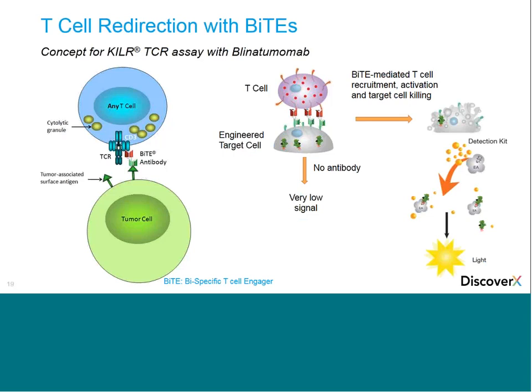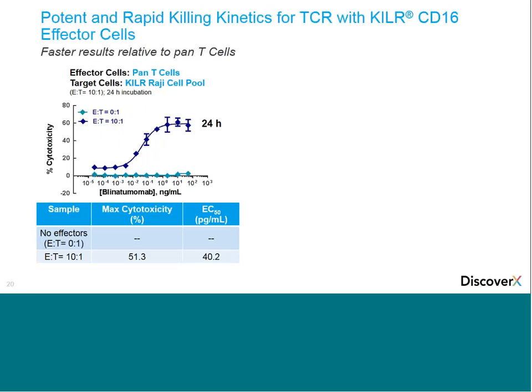And we can detect this lysis by using, again, our KILR assay system, where we're measuring release of our modified reporter protein into the media and detecting the release of that into the media with our detection reagent. So in this slide, we contrast the kinetics of this response to blinatumomab in both pan-T cells and with our KILR cells, our KILR CD16 effectors.